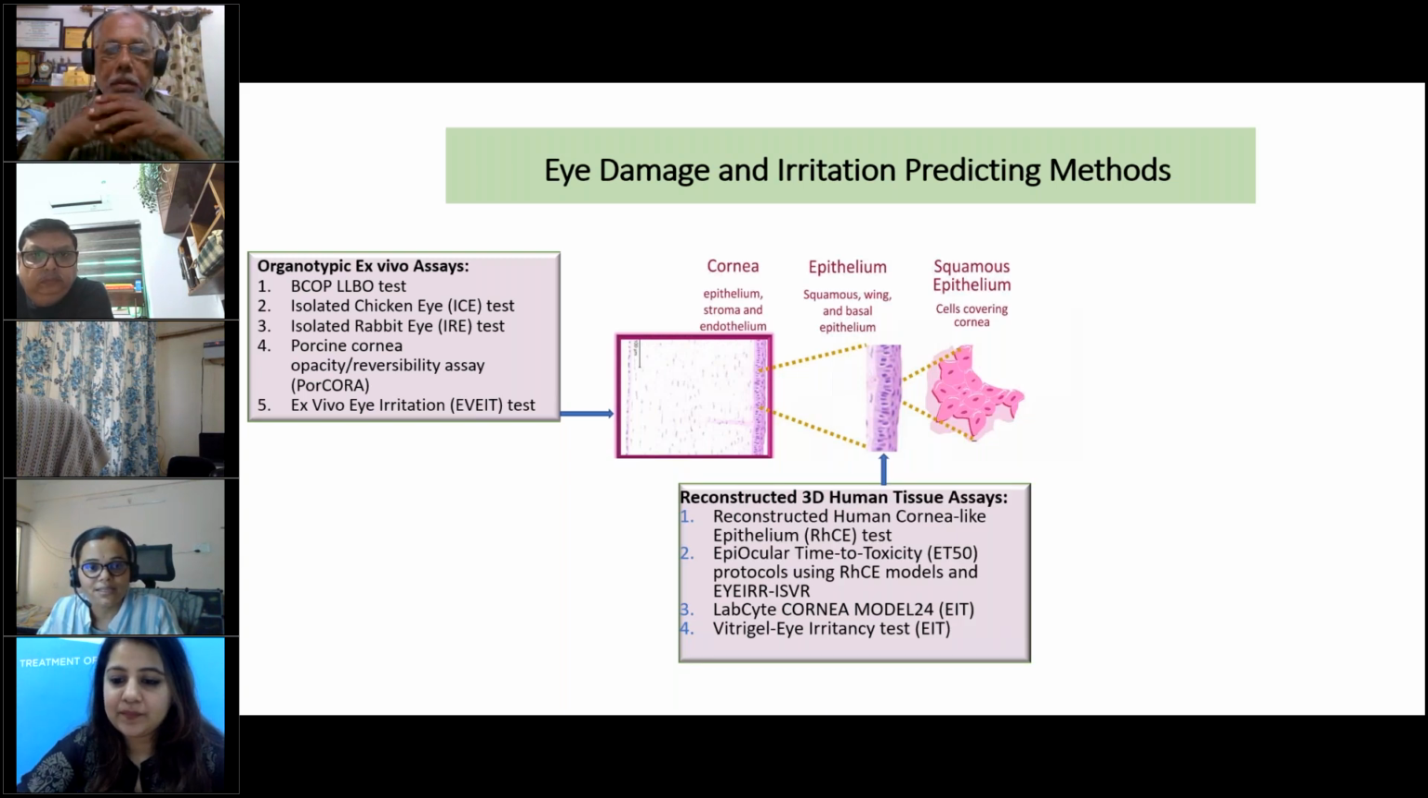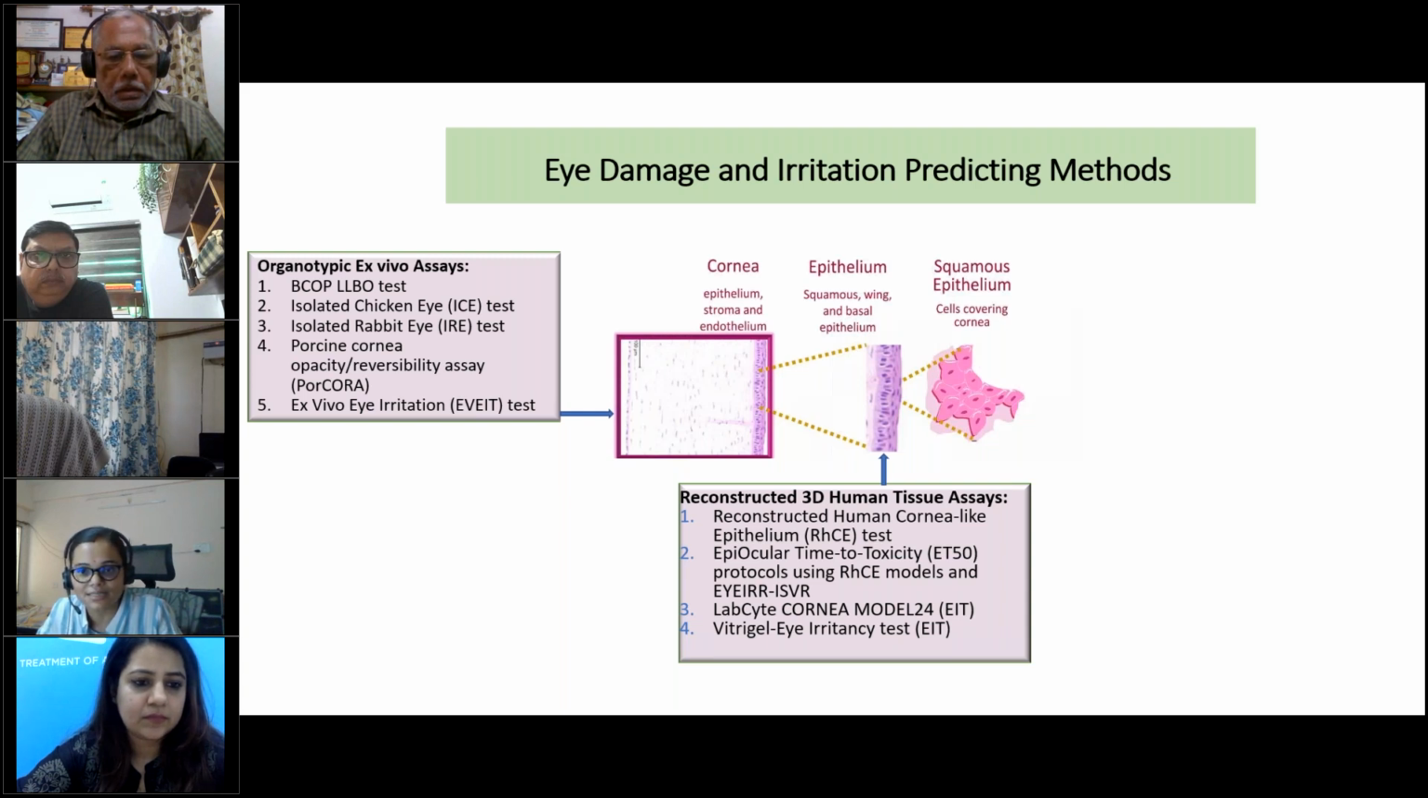Then come the reconstituted three-dimensional human tissue assays, which target the epithelium, and they are the reconstructed human cornea-like epithelium (RHCE) test, EpiOcular time to toxicity ET50 determining assay using the HCE model, LabCyte CORNEA-MODEL24, which is a 3D model assay, and the vitrigel eye irritancy test. These are mostly the validated assays which are placed into the guidelines.